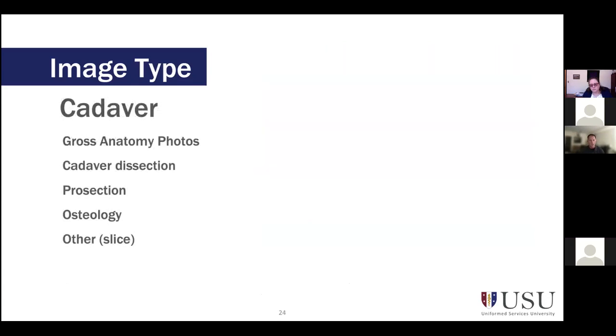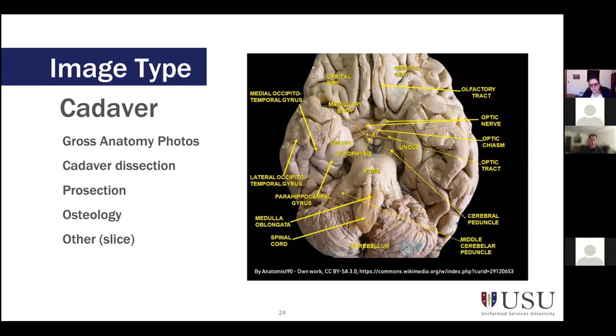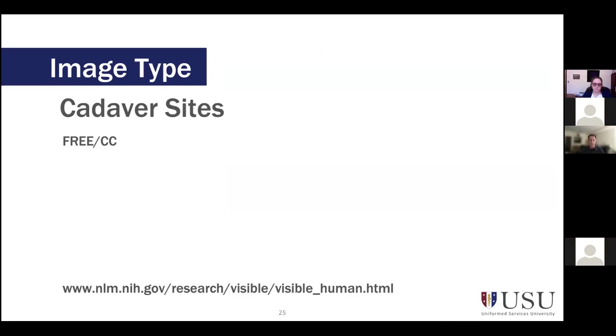So the next category that I have is Cadaver. These are gross anatomy photos, cadaver dissections, their prosections, their organs, osteology, slice image data, that kind of images. Some of them have labels, some of them don't. But there's a number of great resources out there for this kind of image.